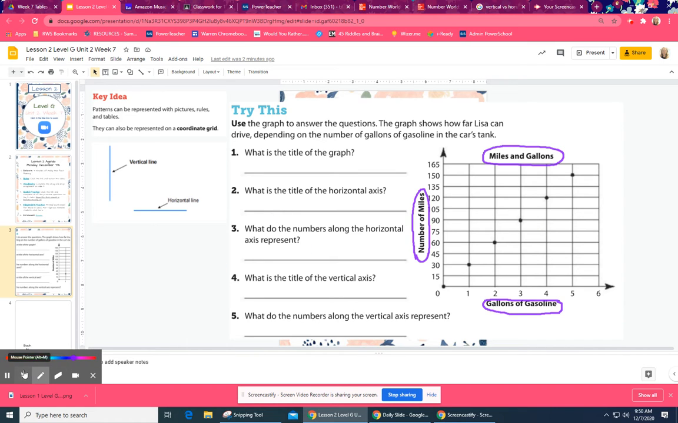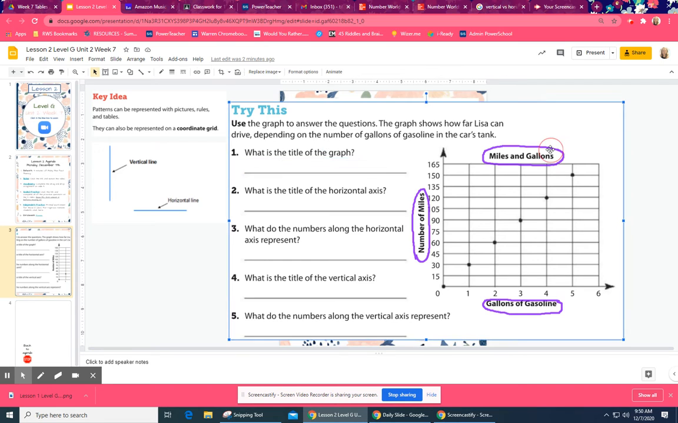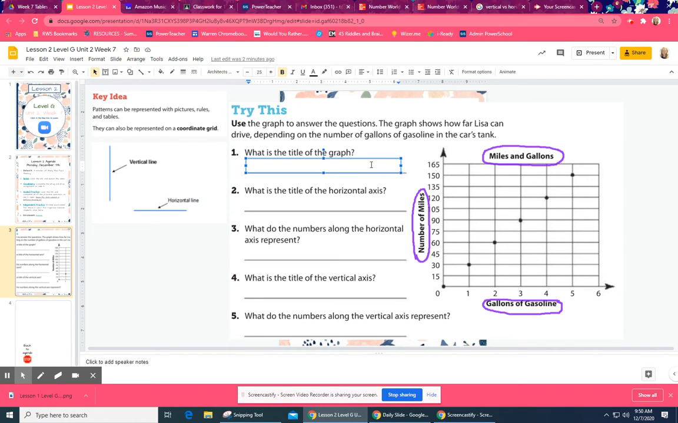So first it says, what is the title of the graph? Titles are always at the top. So in this one, it would be miles and gallons. And titles are always capitalized.